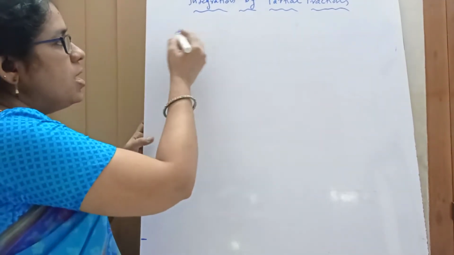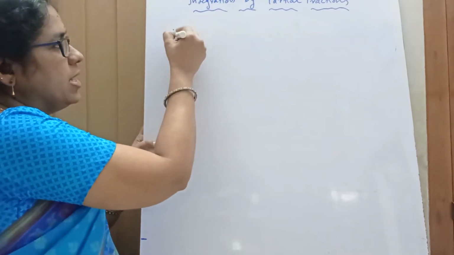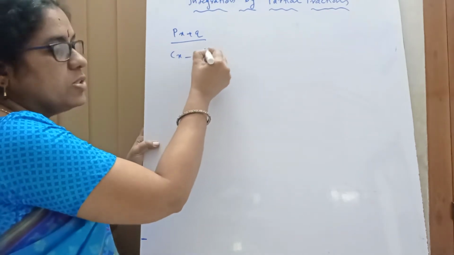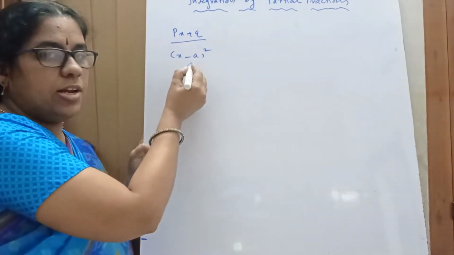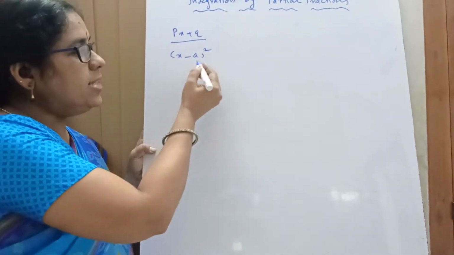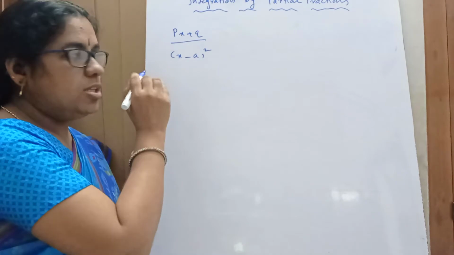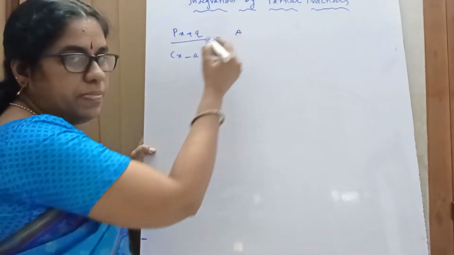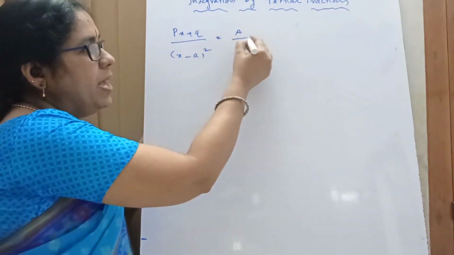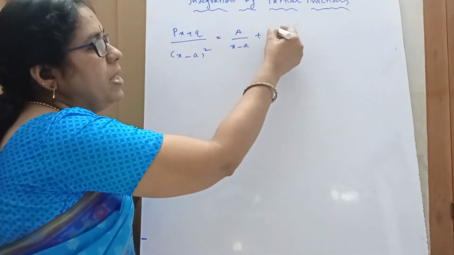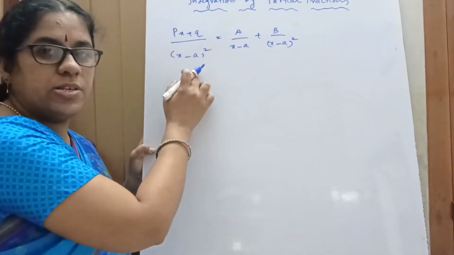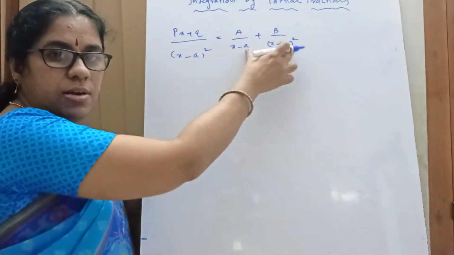Here, if the rational function is of the form (px + q) divided by (x - a) the whole square, in the denominator one factor is repeating. (x - a) is repeating, and the degree of the denominator is 2. Therefore, we have to take two constants A and B, and the partial form of the given rational function is A by (x - a) plus B by (x - a) the whole square. So this is the partial form of this type of rational function.